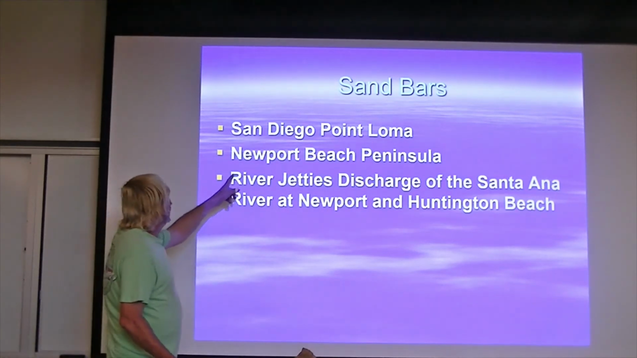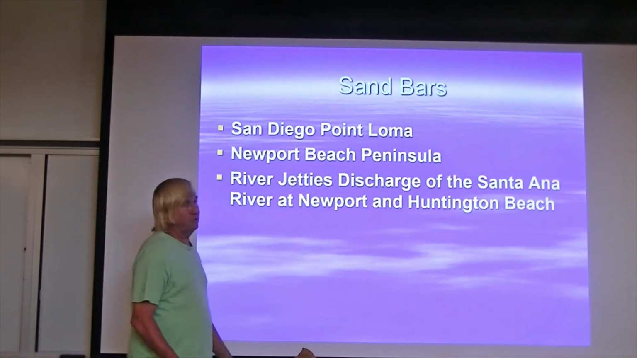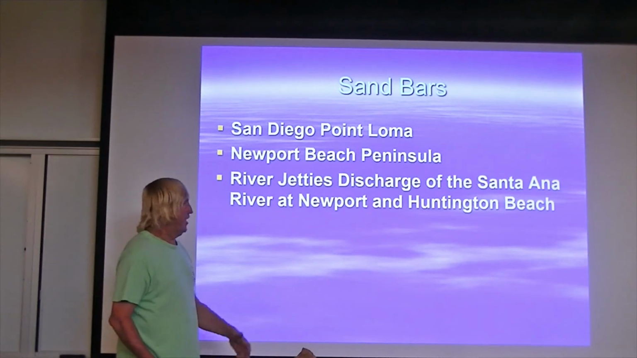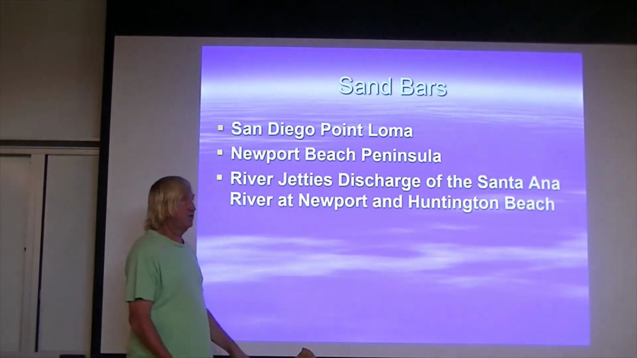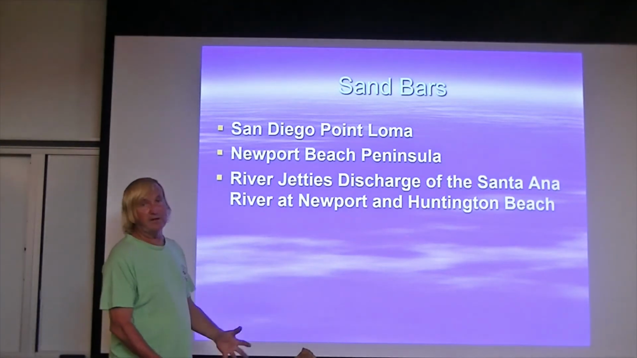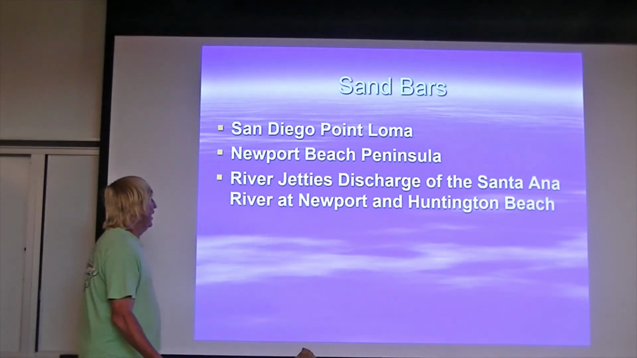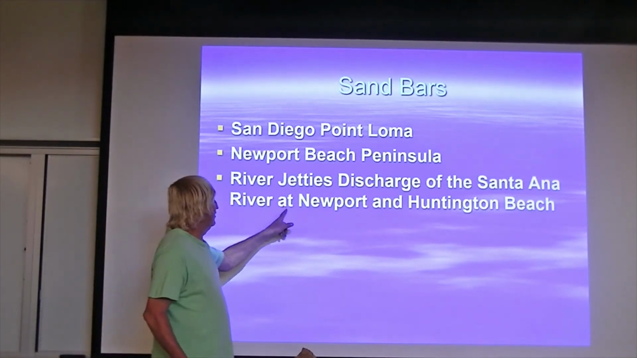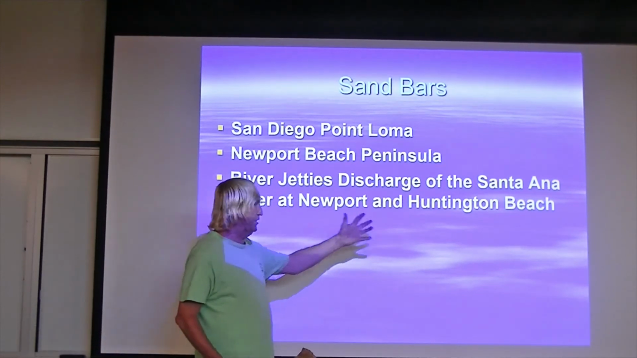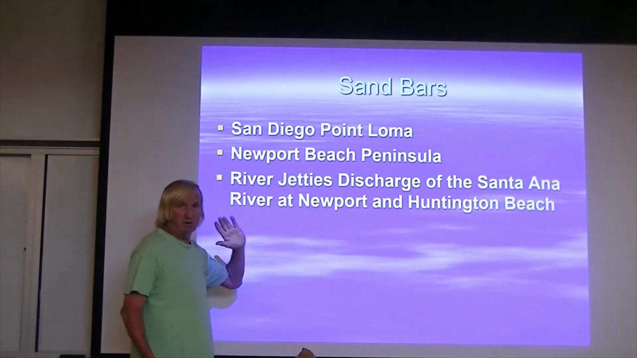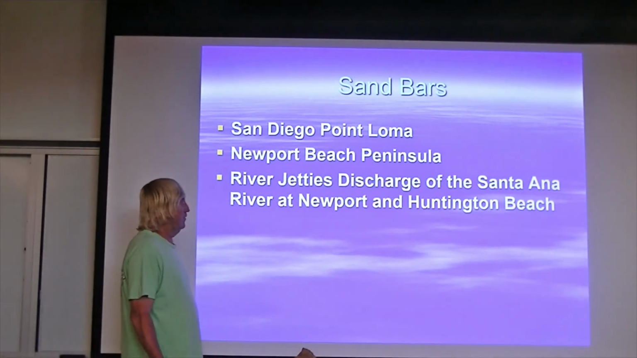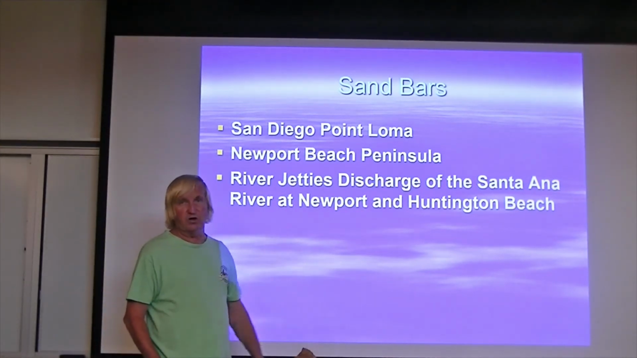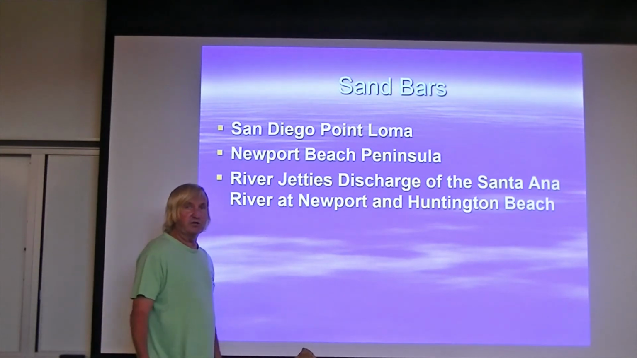The Newport Beach Peninsula is a good example of a sandbar. That's about the closest thing we have. The Newport-Inglewood Fault is responsible for that, for the Balboa Peninsula. And the river jetty, right where the Santa Ana River and the Newport and Huntington Beach municipalities meet, right where the Santa Ana River discharges out into the Pacific Ocean, that's a good example of a river system that would discharge into the Pacific Ocean.